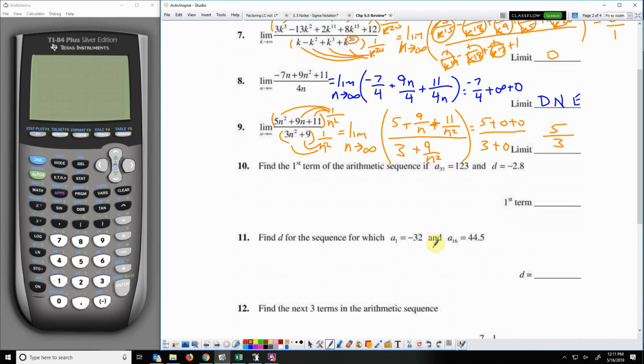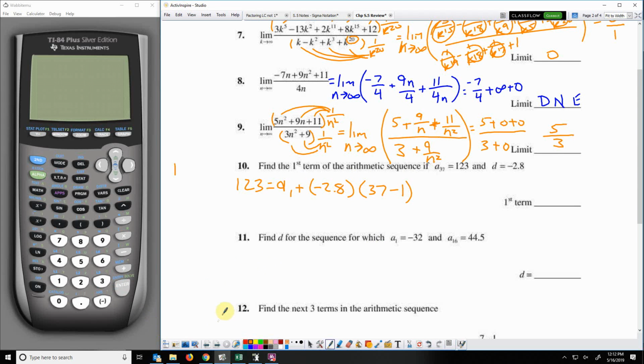Find the first term of an arithmetic sequence. That is formula 1. So we're looking for a sub 1, knowing that a sub 37 is 123. We don't know a1. The common difference is negative 2.8. N is 37 minus 1.